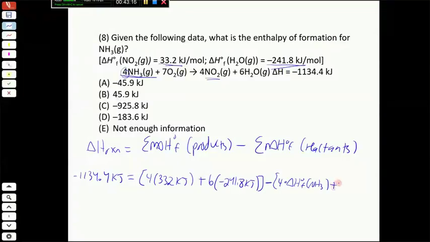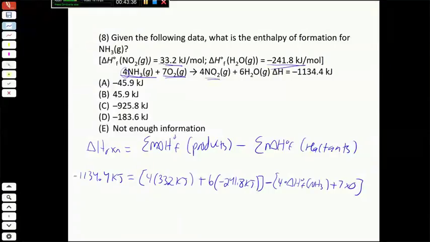And then the other delta H of formation we need is O2. We're not given that value, but what is the delta H of formation for O2 gas? 0, because it's an element. So 7 times 0, that just doesn't come in at all. Anytime you have a pure element as one of your reactants or products, the delta H of formation for that would be 0, so we don't even have to worry about it.